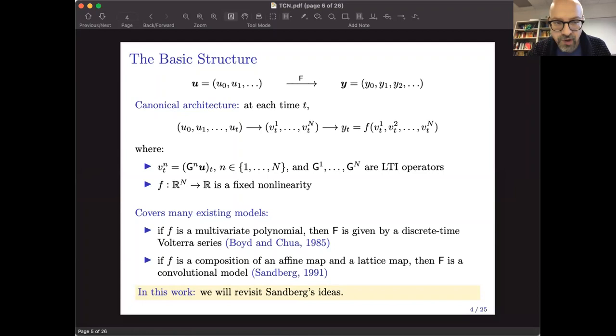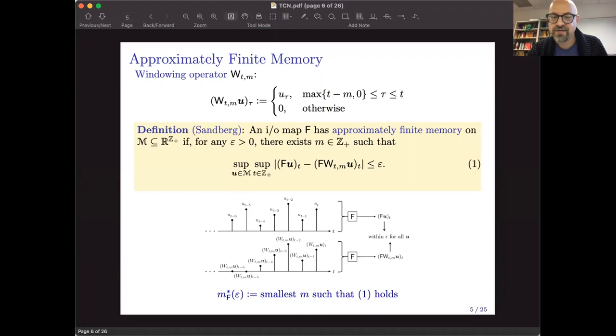All right. So the next thing is this notion of approximately finite memory. And it looks kind of formidable, but really what it means is the following. Suppose I have a system F, again nonlinear. It maps discrete time input signals U to discrete time output signals Y. We'll say it has approximately finite memory if the following holds. Suppose I want to determine the output at time t. I give you two different inputs.